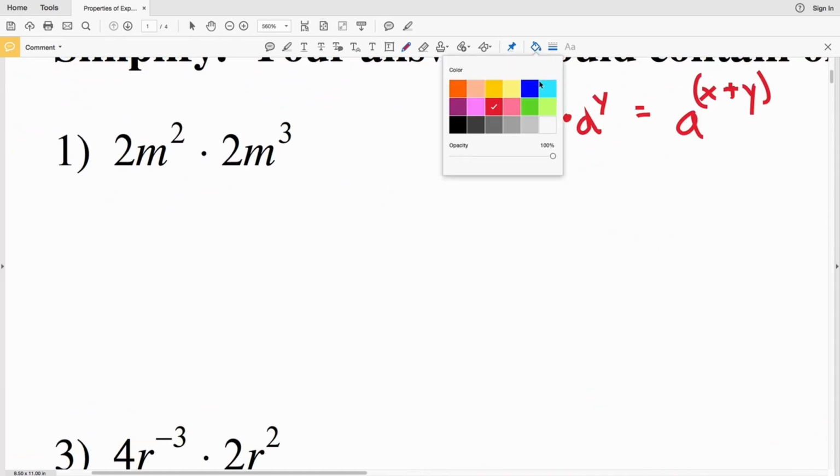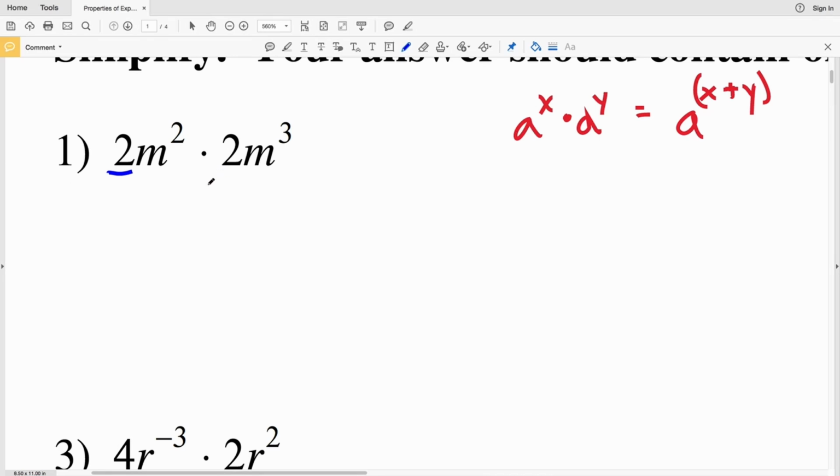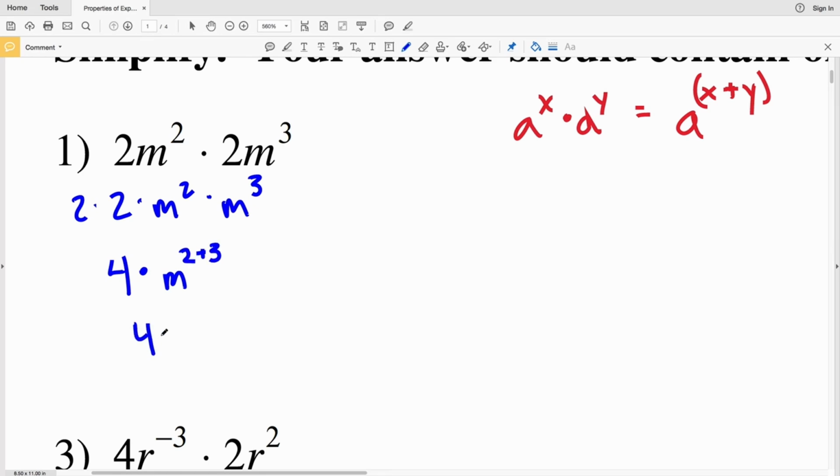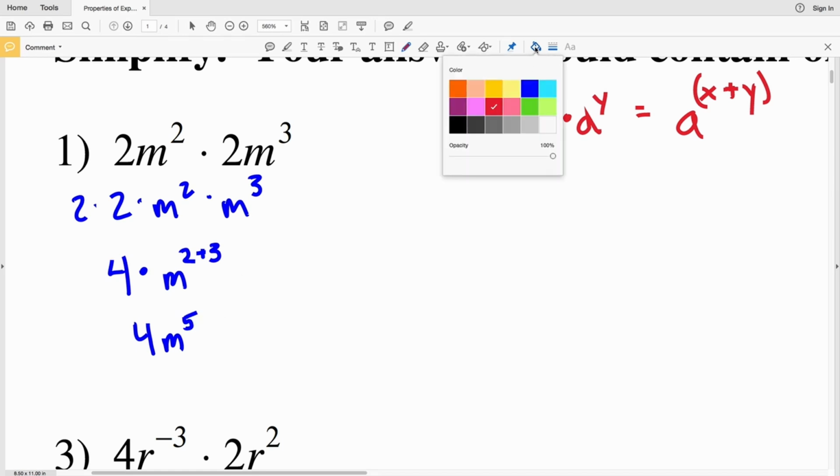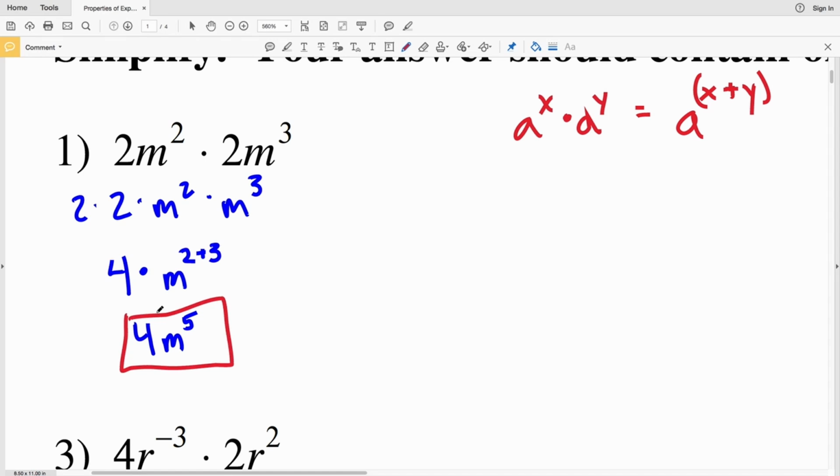Looking at number 1, I'm going to rewrite this. Since everything is multiplied together, I'm going to write it as 2 times m squared times m to the third. 2 times 2 is 4, so I'll have 4 times m. A to the x times a to the y, I can write as a to the x plus y, so I can write this as m to the 2 plus 3. So this is going to be 4 times m to the 2 plus 3, which is m to the 5th. 4m to the 5th is the solution in number 1.